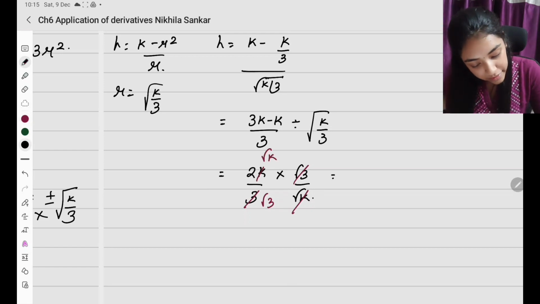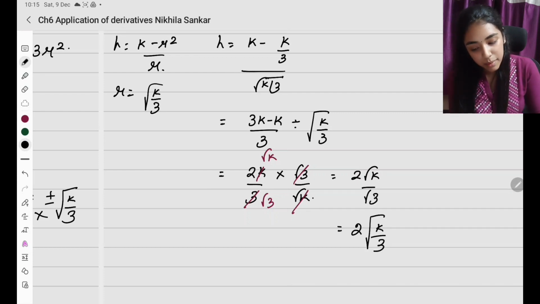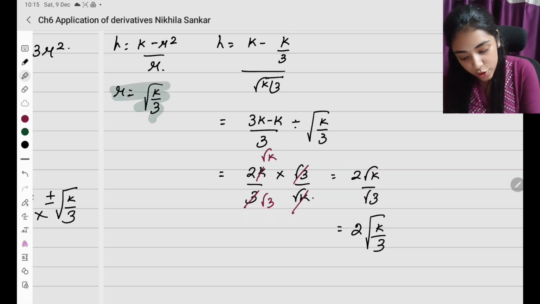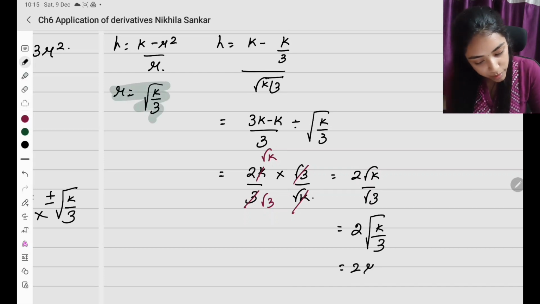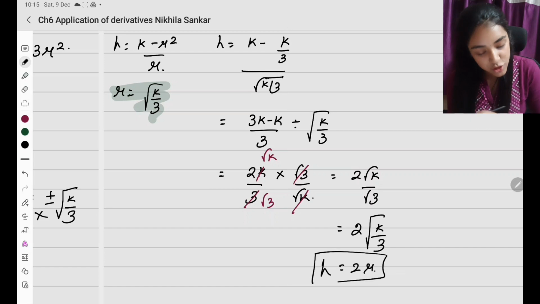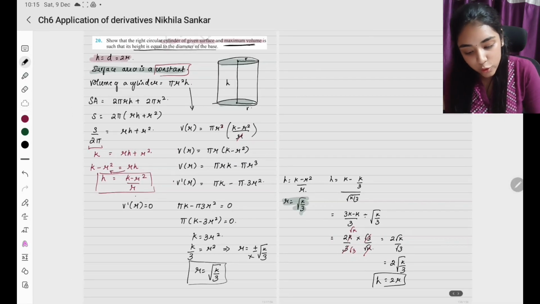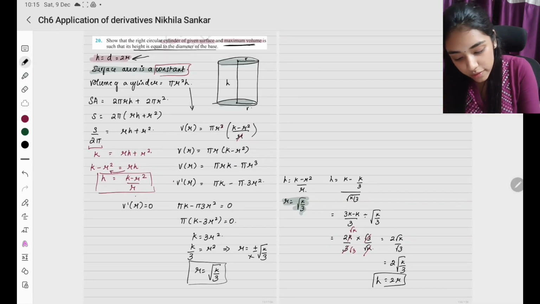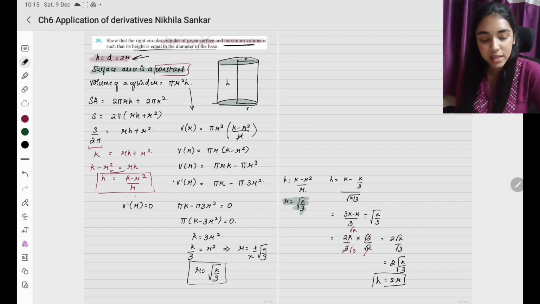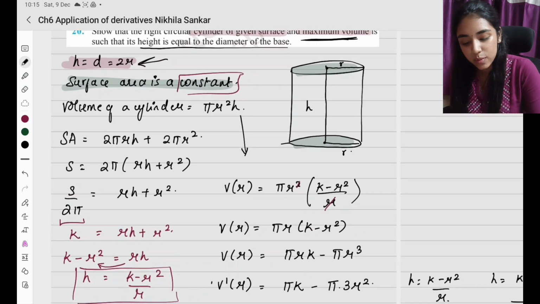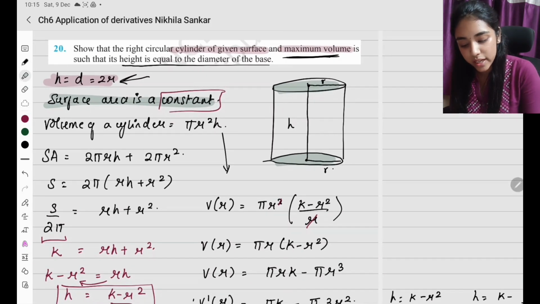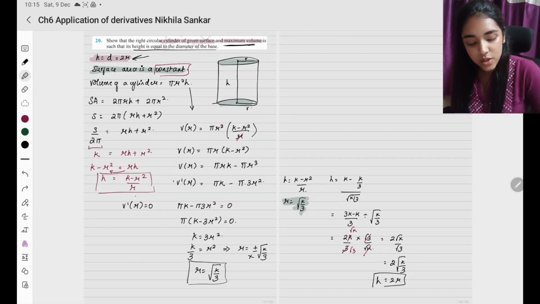So now what do I have? I have 2 root k divided by root 3, which is going to be 2 times root of k divided by 3. But what is root of k divided by 3? It is going to be r. So this is going to be 2r. H equals 2r. What do we have to prove? H equals 2r. What is asked in the question? Height is equal to the diameter of the base, which is h equals d equals 2r. You see? So that we have proved.